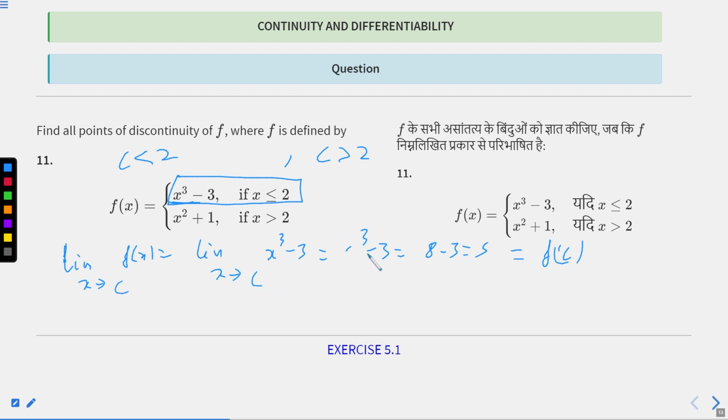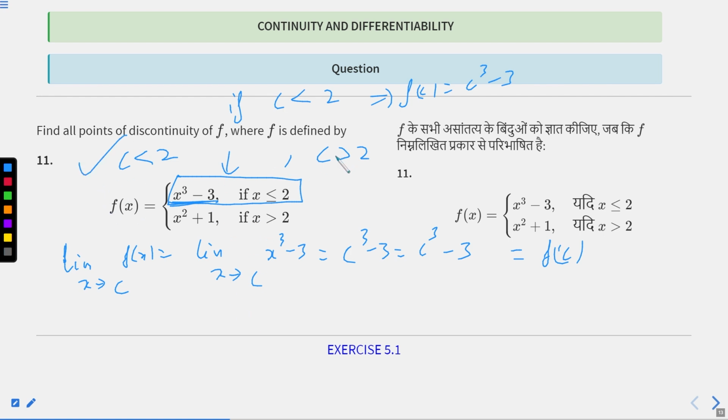c cube minus 3. If c is less than 2, then I have to use this function. If c is any number less than 2, as you can see, then I have to use this function. Suppose c is 1, then f of 1 will be what? I have to choose this function now. So f of c will be c cube minus 3, which is the same as the limit. This means continuous at this point.